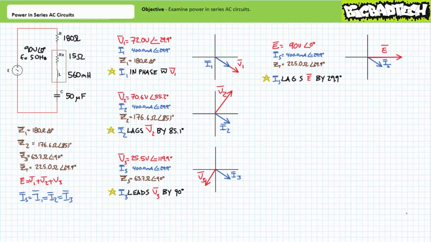Don't make relative phase shift hard. Just look at the phasor diagram and ask yourself this simple question. Does current lead or lag voltage, and if so, by how much? By all means, pause the lecture and try this on your own. If you're tracking, you should have obtained the following results.